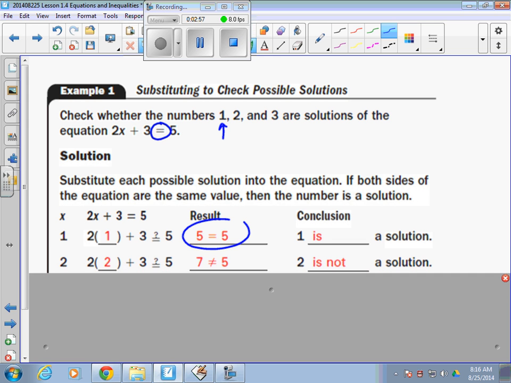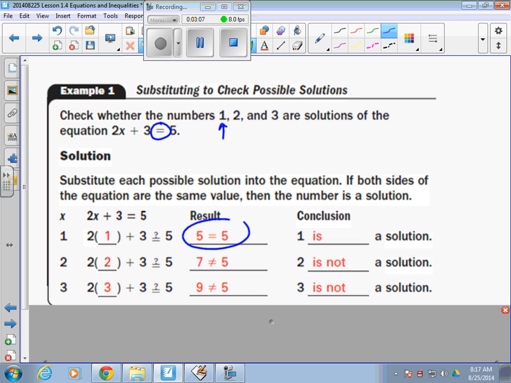When you plug in the number 2, 2 times 2 is 4 plus 3. You know that that's the number 7. That is not a solution. 7 is not equal to 5. And likewise, when you plug in the number 3, 2 times 3 is 6 plus 3 is 9, which is not equal to 5. That one is not a solution either. So again, once we found that the first one was a solution, it was impossible for the second two, numbers 2 and 3, to be solutions.